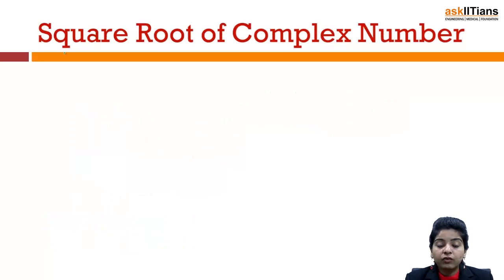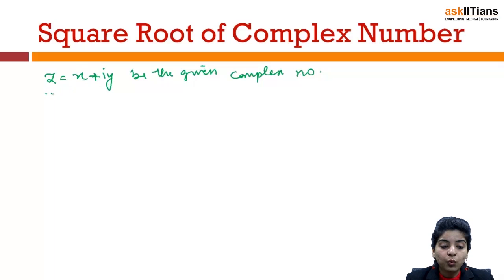So now we have a very important topic of complex numbers, that is square root of complex number. How do you find out the square root of a given complex number? And you can expect questions from this portion, right? So just concentrate. Suppose I have a complex number z equal to x plus iota y. This is the given complex number, and we are required to find out its square root.